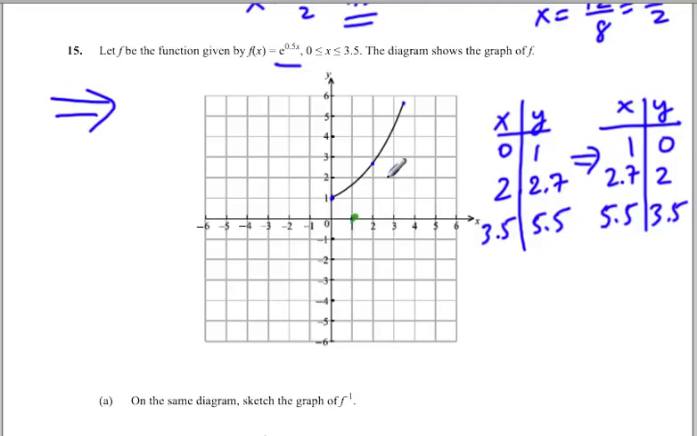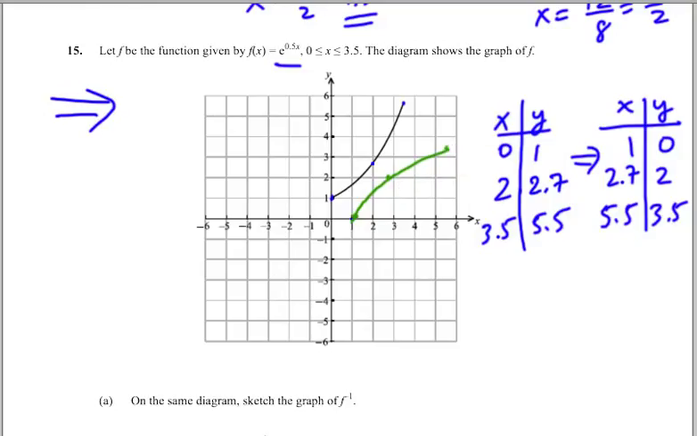2.7, and 2 is somewhere right there. And 5.5 and 3.5 is somewhere right there. So it's like that, right? And you're going to stop right there because this stops right there. So I'm actually just going to erase it a tad right there. So you're going to stop right there because this doesn't go any further, so you're not going to continue any further. It's very, very important to remember that.